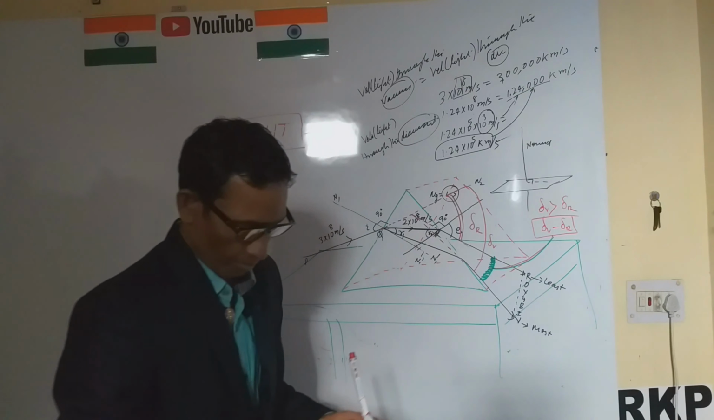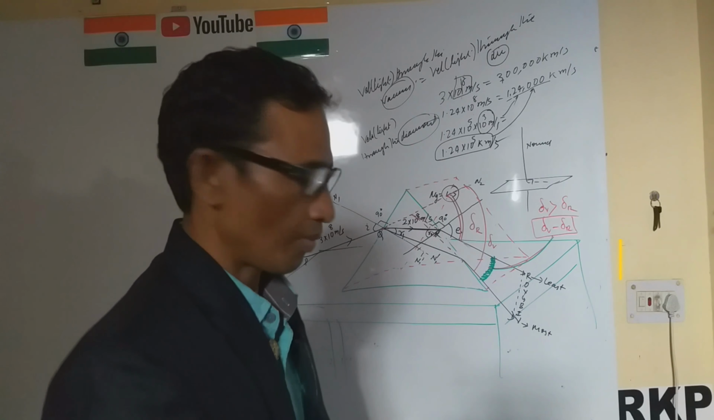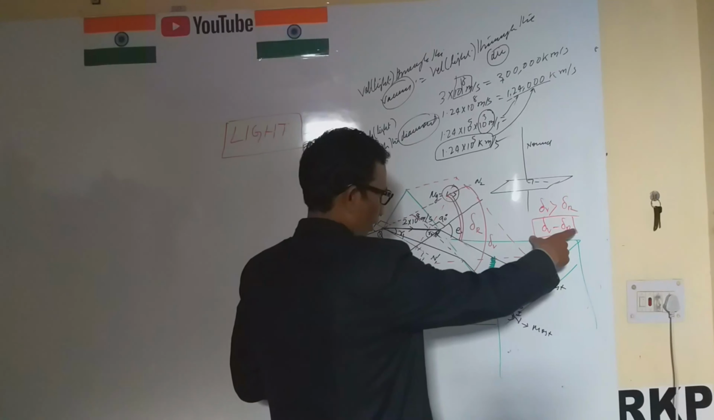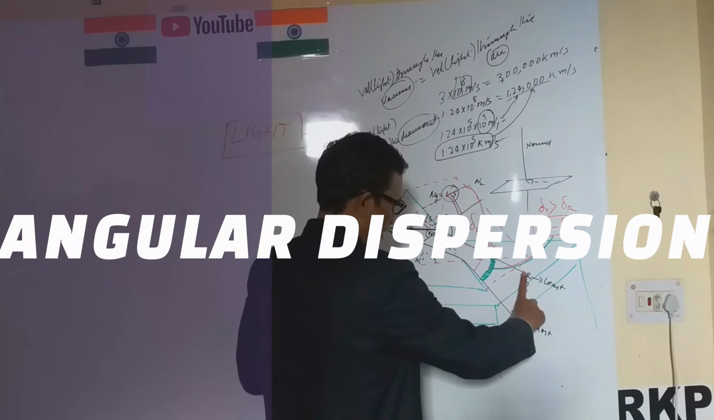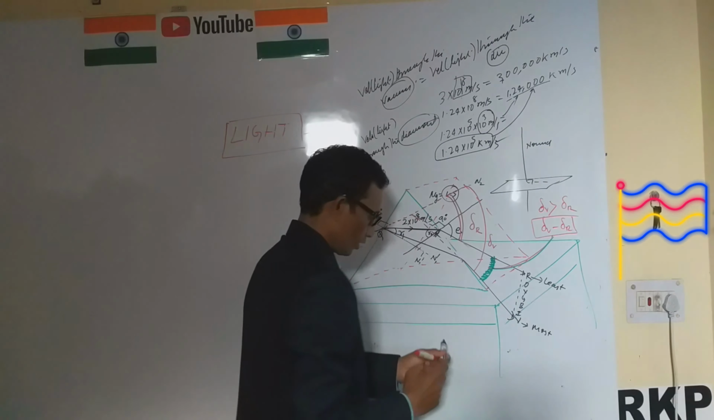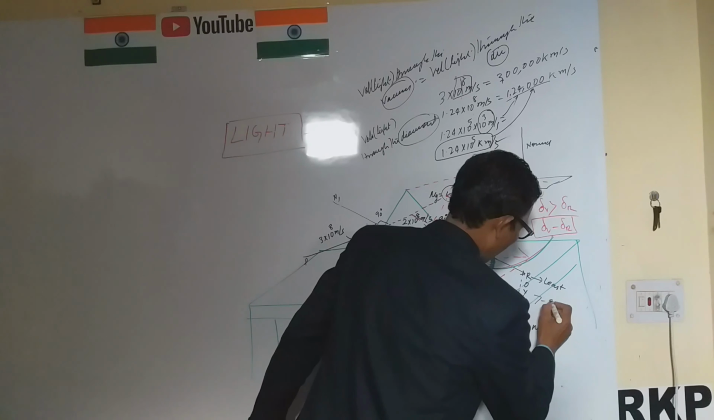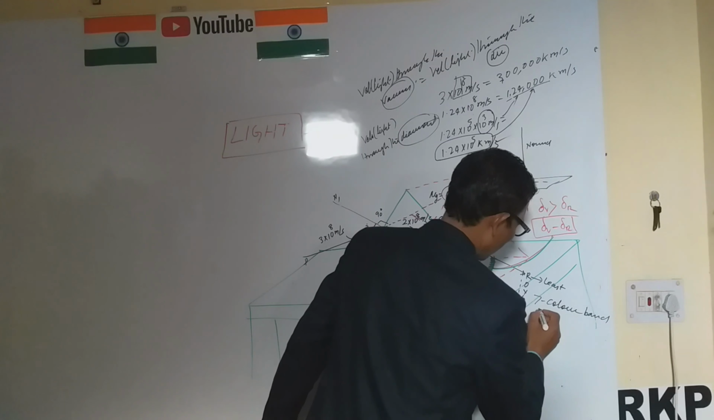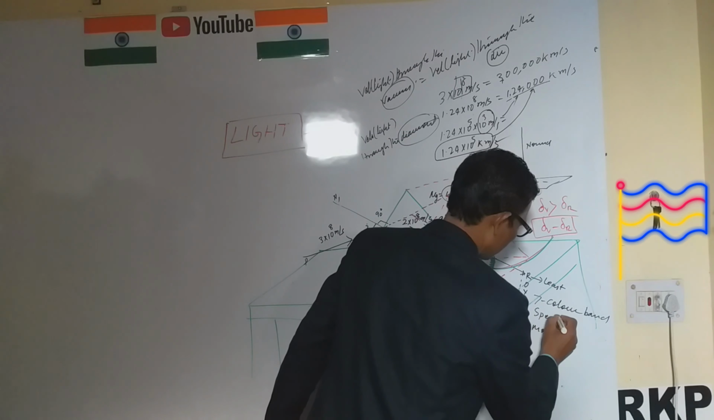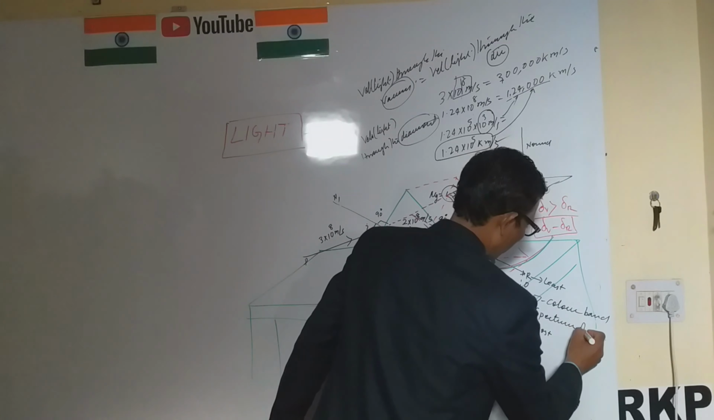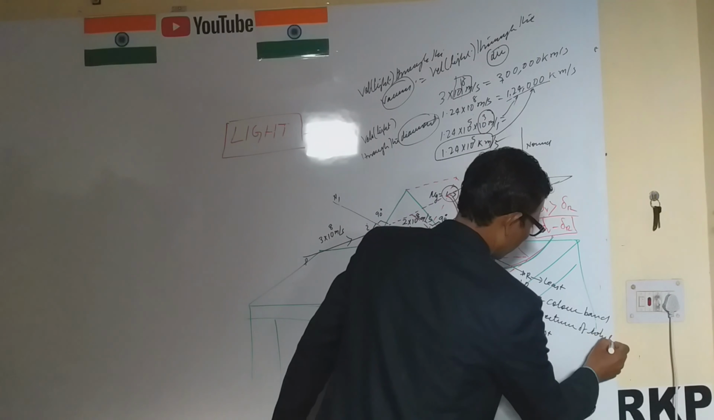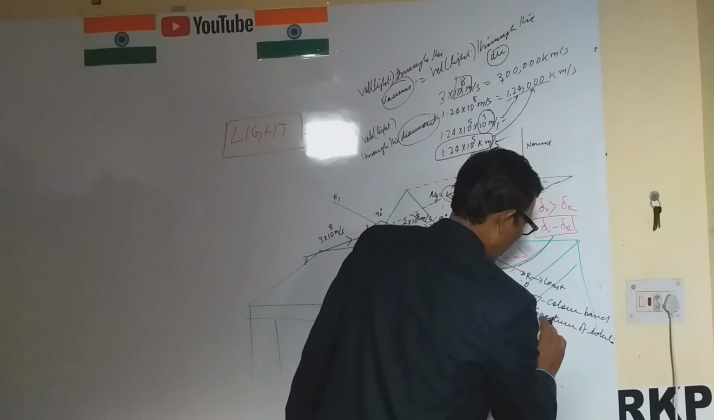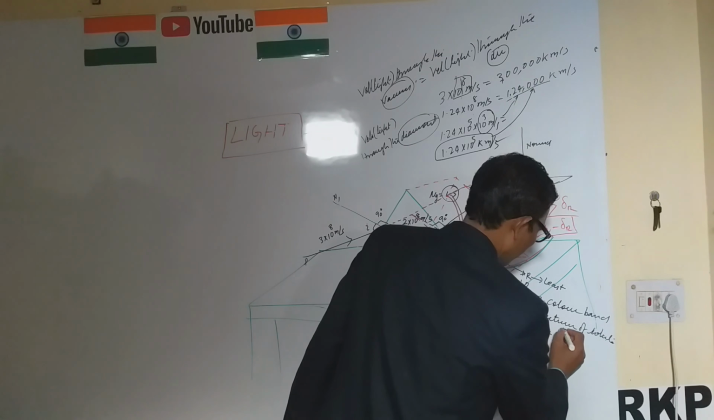So this angular displacement is formed between the extreme colors of the color band. This is the 7 color band. This is called the spectrum of white light after passing through the denser medium.